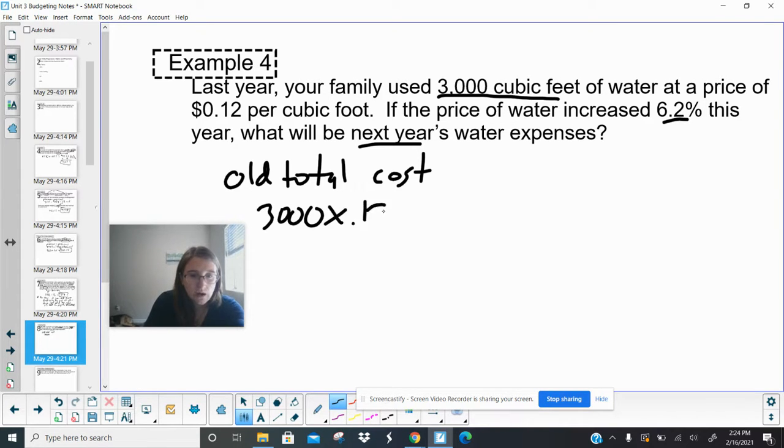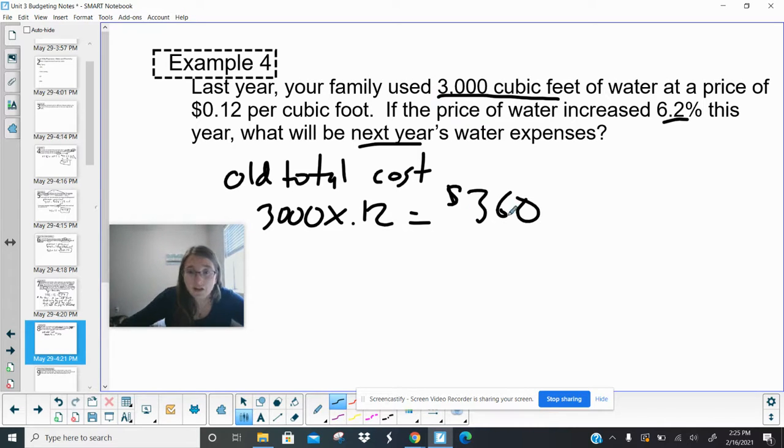3,000 times 0.12. This will give us the old cost before the increase happened. So 360. So this number is increasing by 6.2%. So guys, here's what this means. You will see this a lot in statistics. Oh, something went up by 50%, or this thing went up by 200%. Well, you have to know what that means. It means of what it used to be.